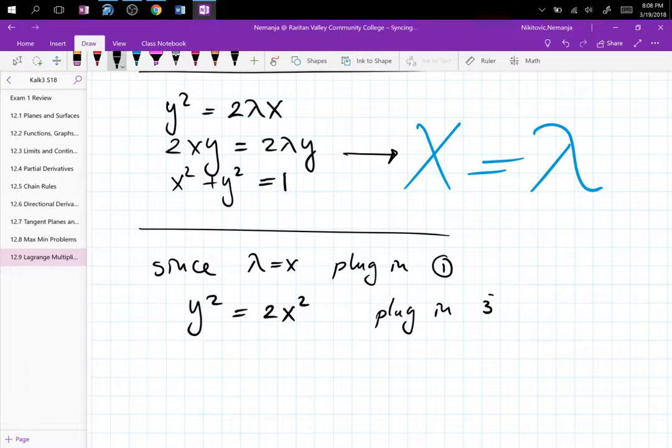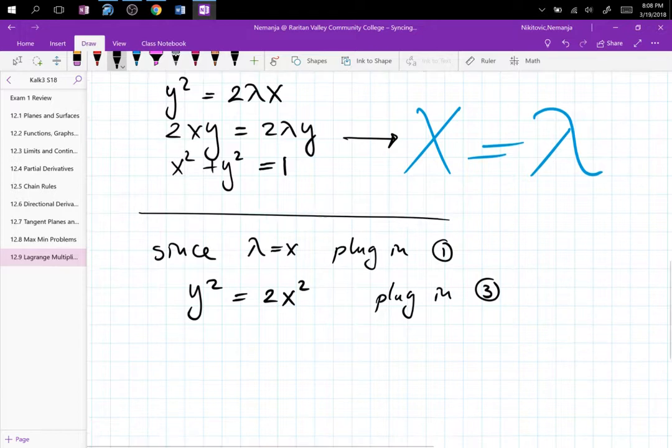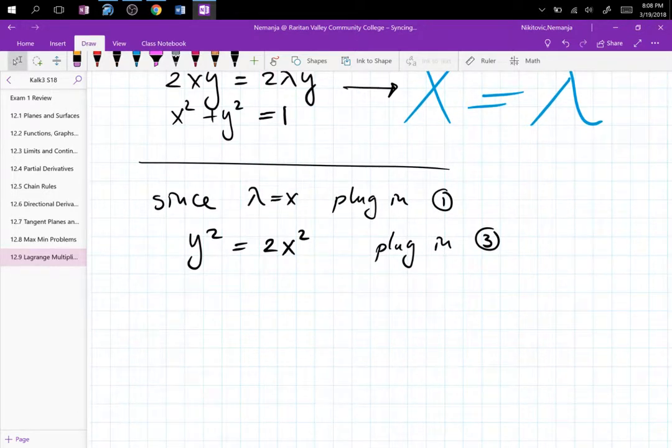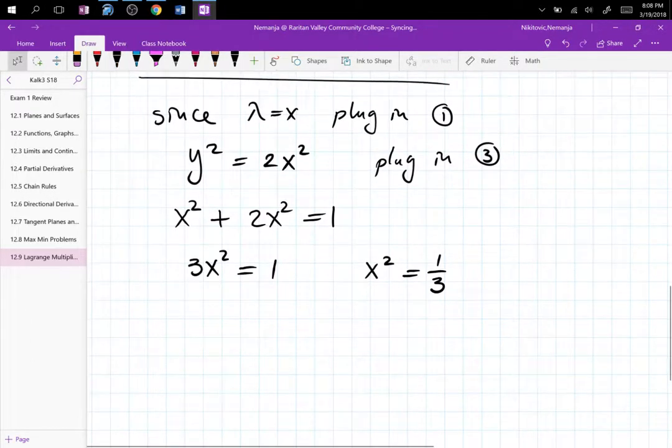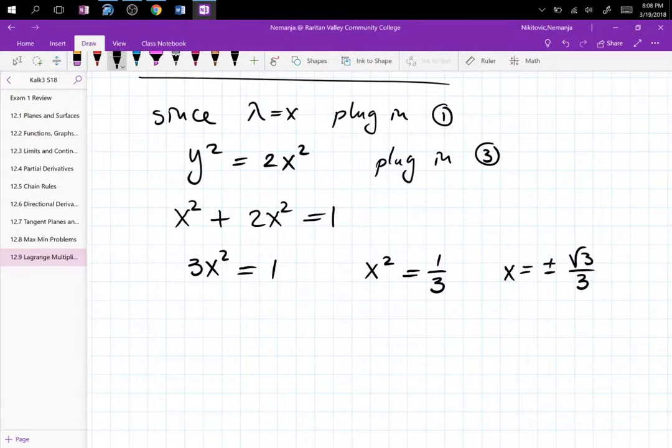Plug in 3. This is how it looks when it's too easy. So plug in 3. We have x squared plus, and now instead of y squared you have 2x squared equal 1. So 3x squared equal 1. X squared equal 1/3. And finally x equals plus minus square root of 3 over 3. Yay!